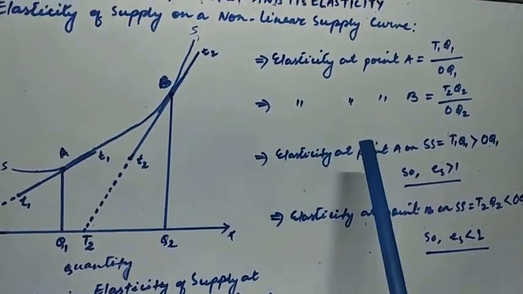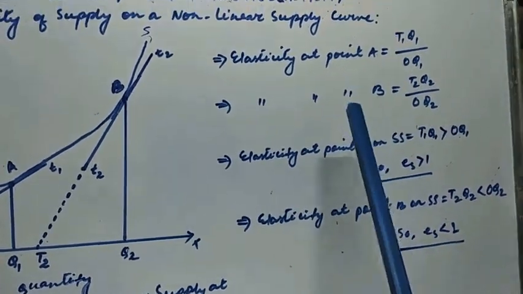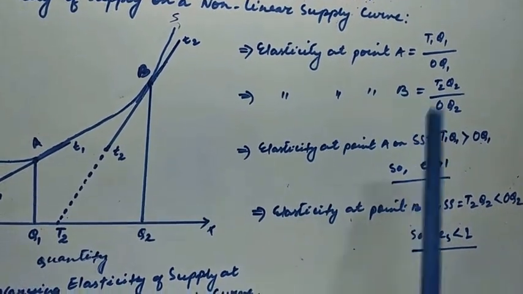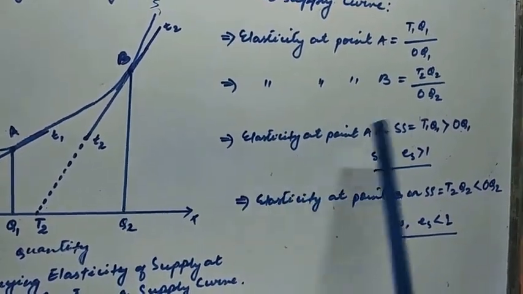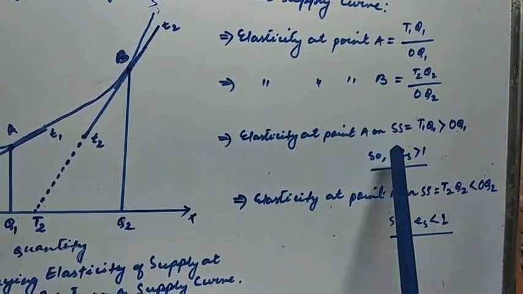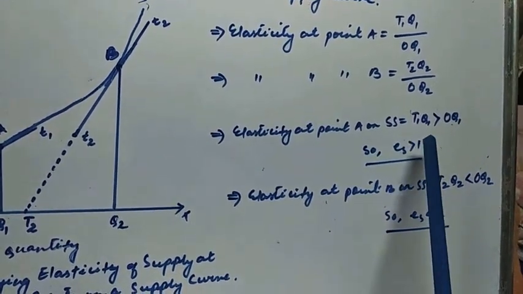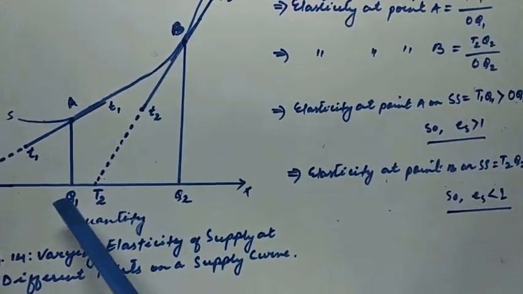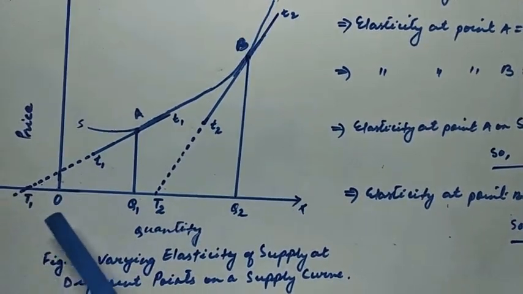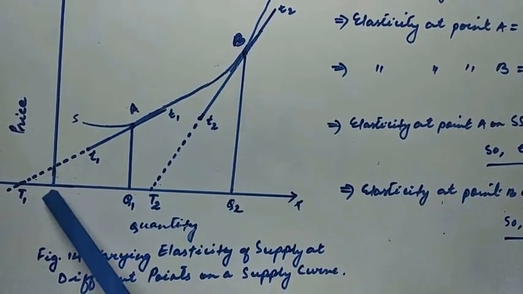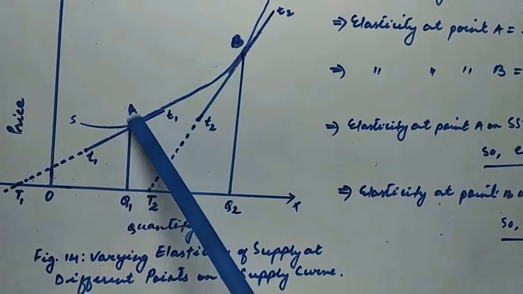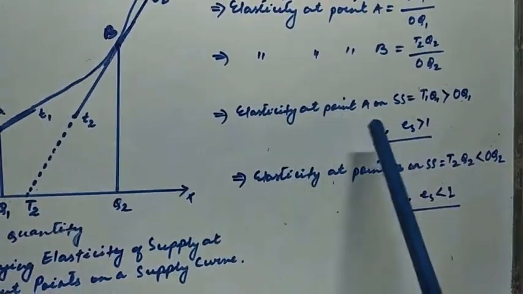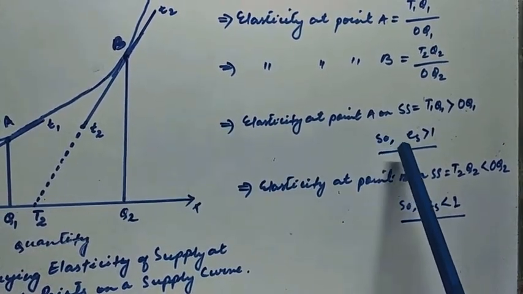Another important thing to note is that at points A and B, the elasticity may be different, and actually they are different. Elasticity at point A on the supply curve SS is given by T1Q1 over OQ1. At point A, we can see that T1Q1 is greater than OQ1. So price elasticity at point A is greater than 1.